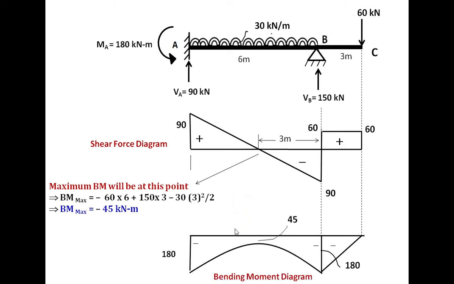And the maximum bending moment, the bending moment at point B, is 60 into 3, which is negative 180. This 180 we got from the previous one. So this 180 and 180 will be joined by a parabola because of this UDL, and this may cross the baseline, it may not. Let us check it. We know it is going to be maximum here at 3 meters. So when we find bending moment at 3 meter, it's going to be 60 into 6 plus 150 into 3 minus 30 into 3 square by 2, which comes out to be minus 45. That means it will not cross the baseline, and the entire diagram is a hogging diagram.